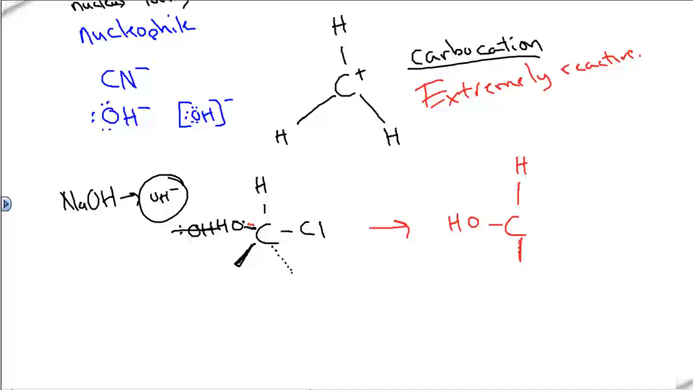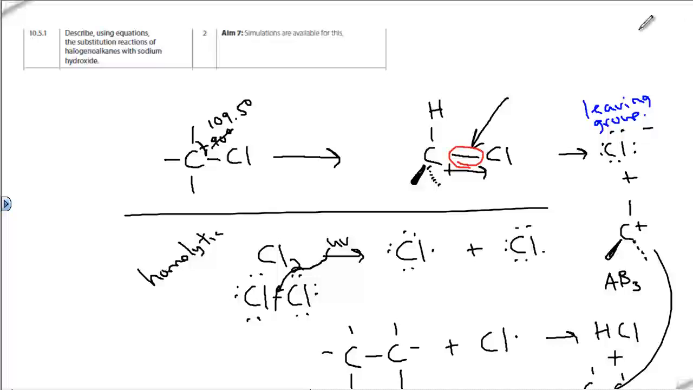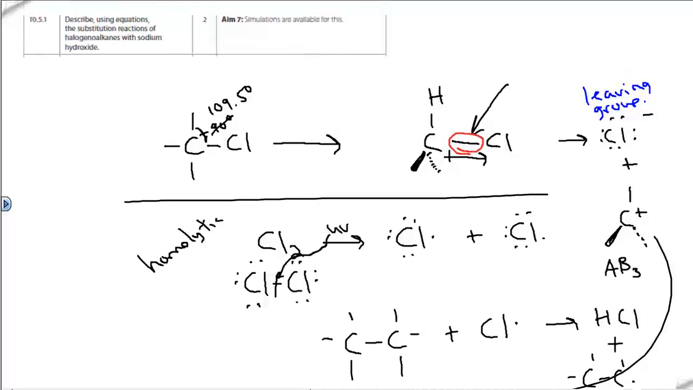Now I'm going to probably mess up the drawing. I'll just go ahead and use the flat two-dimensional version because there's really no point in not doing so here. So we can see that we've kicked off the chloride, replaced it with, or substituted it, excuse me, with a hydroxide. So that's the concept in this type of substitution reaction. If we go back to the top, it's described using equations the substitution reactions of halogenoalkanes with sodium hydroxide. The sodium hydroxide, specifically the hydroxide, is the nucleophile. The halogenoalkane, the halogen portion of it, is the leaving group. And what it does is it substitutes one for the other.